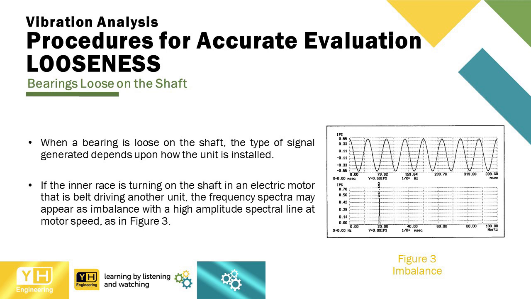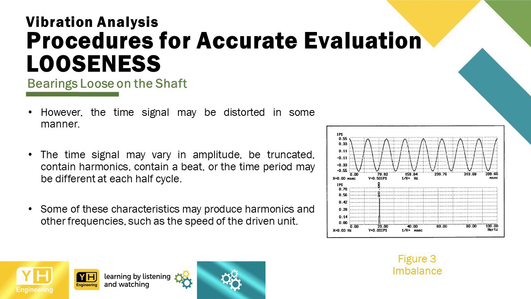When a bearing is loose on the shaft, the type of signal generated depends upon how the unit is installed. If the inner race is turning on the shaft in an electric motor that is belt driving another unit, the frequency spectra may appear as imbalance with a high amplitude spectral line at motor speed, as in Figure 3. However, the time signal may be distorted in some manner. The time signal may vary in amplitude, be truncated, contain harmonics, contain a beat, or the time period may be different at each half cycle. Some of these characteristics may produce harmonics and other frequencies, such as the speed of the driven unit.